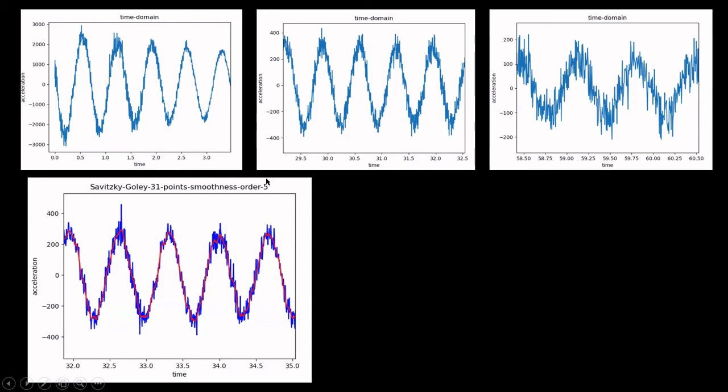This domain is taken and the filter is applied from 400. We use the Savitzky-Golay algorithm with 31 smoothing points, and the order is 5. As the order increases, your accuracy becomes more and more. So we can see the distortions which were present almost got reduced by fitting a polynomial using the Savitzky-Golay filter.